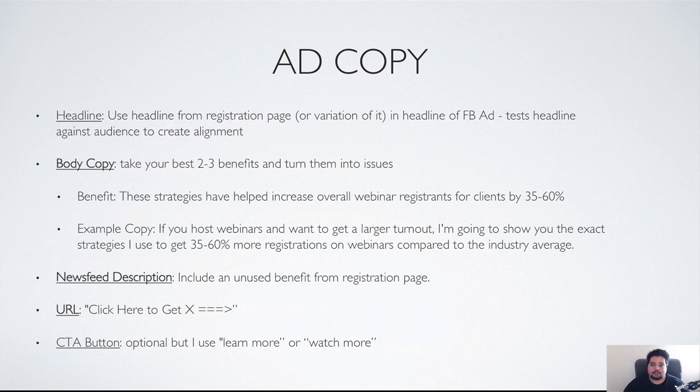You could take that same benefit bullet and turn it into some example copy. If you host webinars and want to get a larger turnout, I'm going to show you the exact strategies I use to get 35 to 60% more registrants on webinars compared to the industry average. You could see where you could spin it and make it work for ad copy.